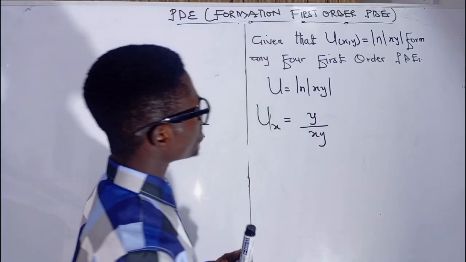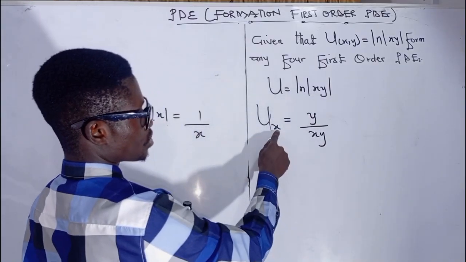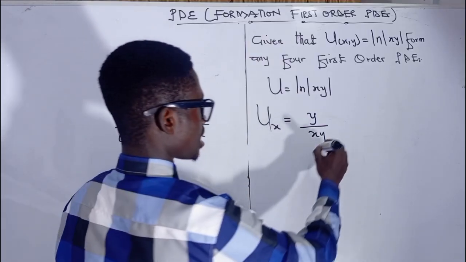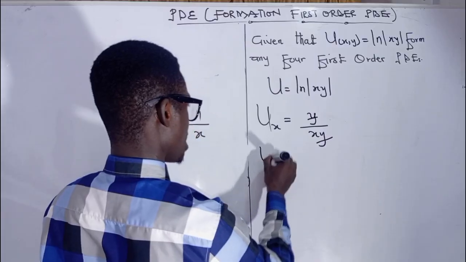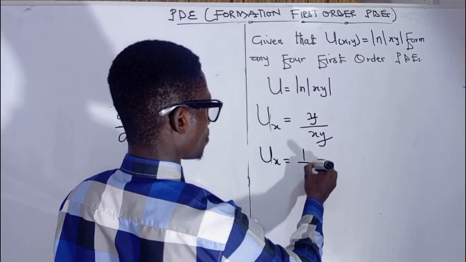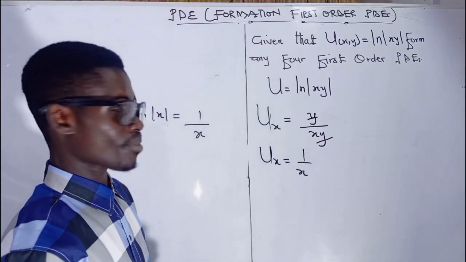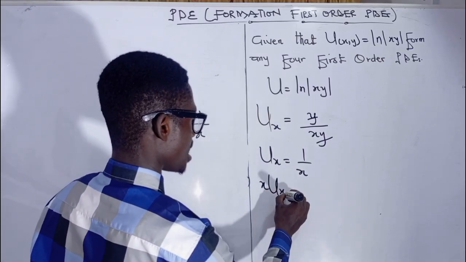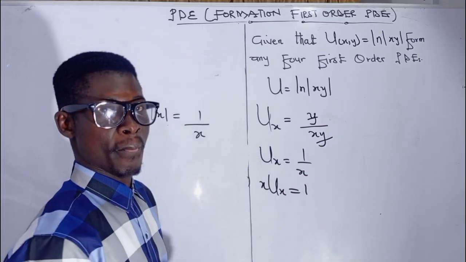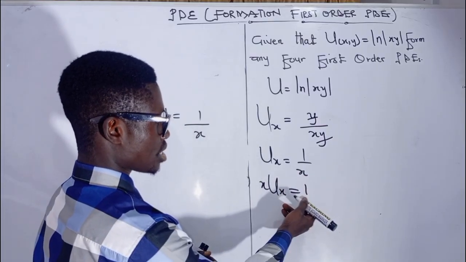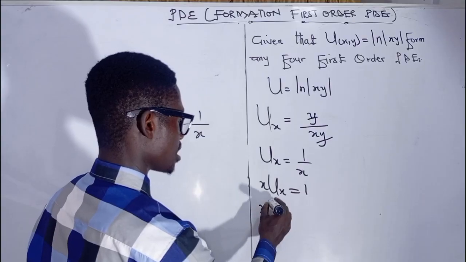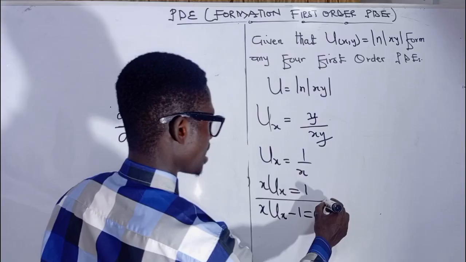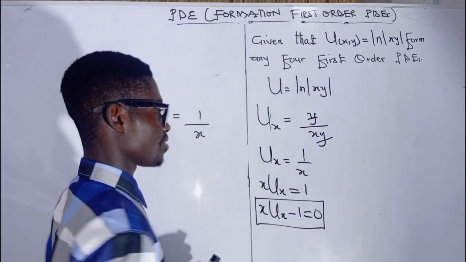So this means when we differentiate ln xy with respect to x, we are getting y all over xy. So you can see that this y will cancel this y. We are left with ux is equal to 1 all over x. So from here, we can do some cross multiplication. We are going to get x ux is equal to 1. Then we can bring the 1 to the left hand side so that we get x ux minus 1 is equal to 0. So we have our first order PDE, our first one.